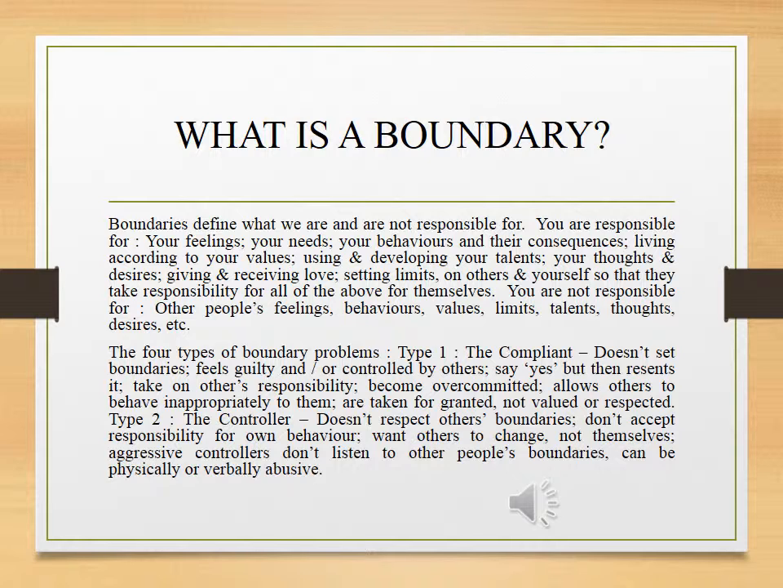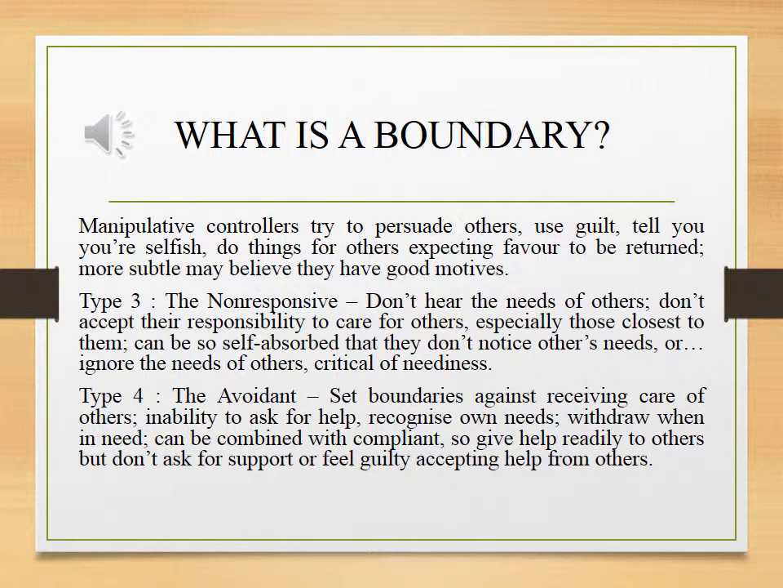Aggressive controllers don't listen to other people's boundaries, can be physically or verbally abusive. Manipulative controllers try to persuade others, use guilt, tell you you're selfish, do things for others expecting favor to be returned. More subtle, they may believe they have good motives.